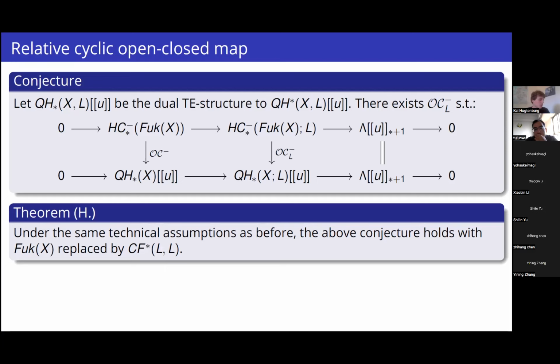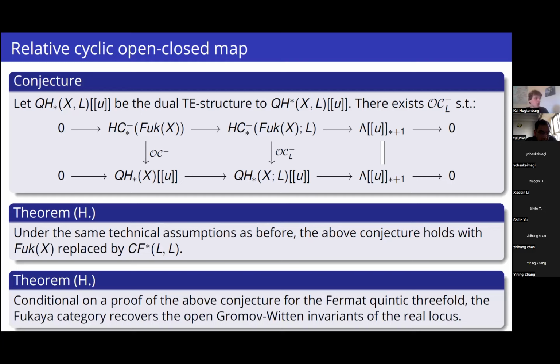The other thing that I proved is that if we assume this conjecture has been proved for the quintic threefold, then the Fukaya category will actually determine the open Gromov-Witten invariants of the real locus, which were computed by Solomon, Pandey, and Walcher. So in that case, just from the data of the extension of the E structures, you can obtain open Gromov-Witten invariants. In that case, it's much easier than the case of closed Gromov-Witten invariants. Yes, and let me finish there.